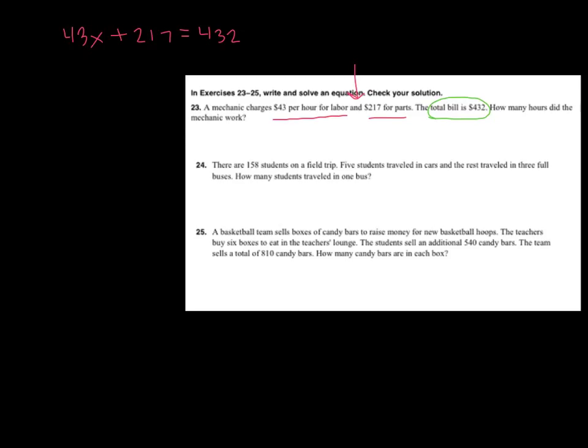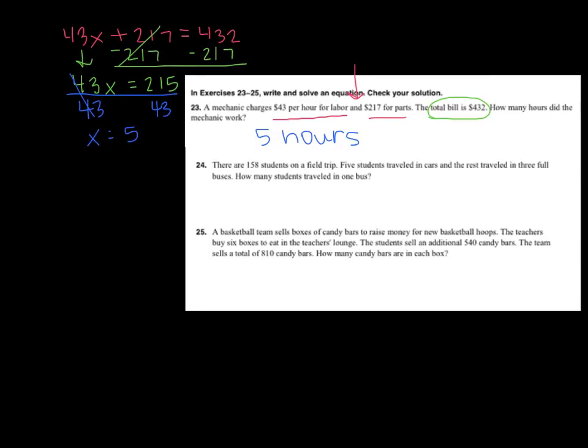Now, since we've already reviewed solving two-step equations, I'd like you to pause the video and solve this and then check your work with mine. Alright, so when you solve this equation, remember you do the opposite, so I subtracted 217 and then I divided by 43, and I found out that this mechanic worked 5 hours.